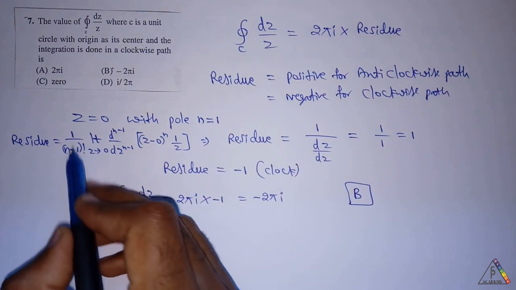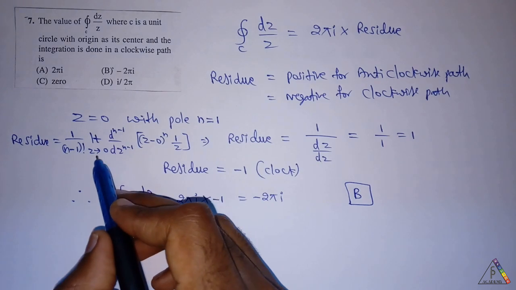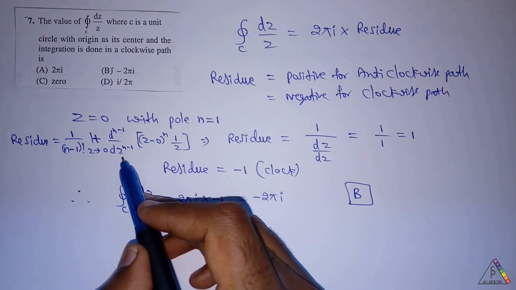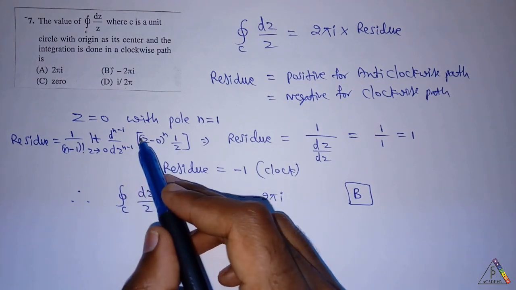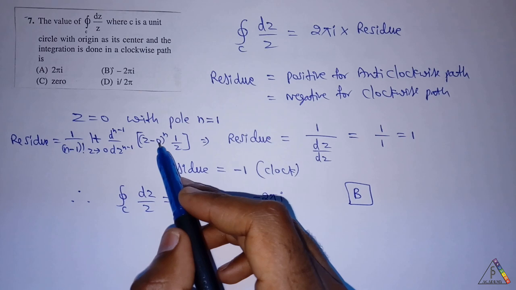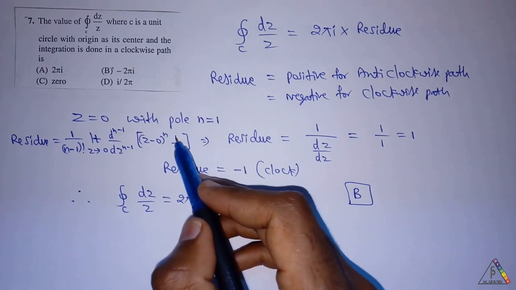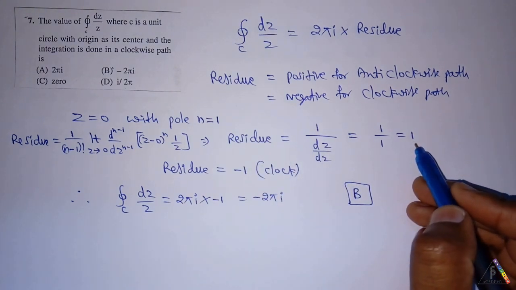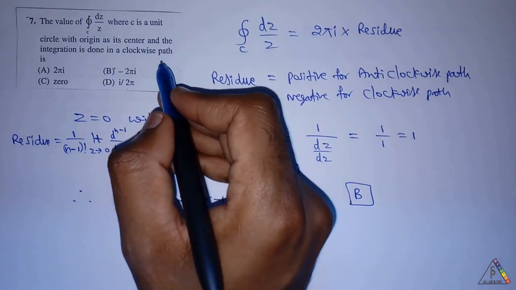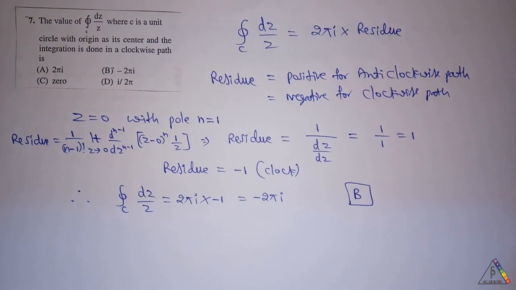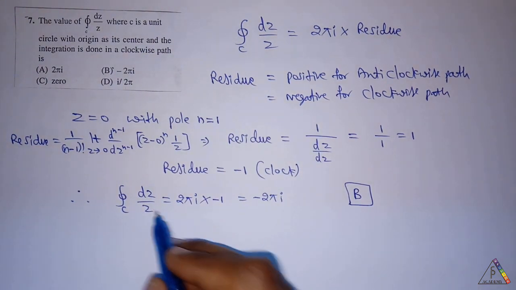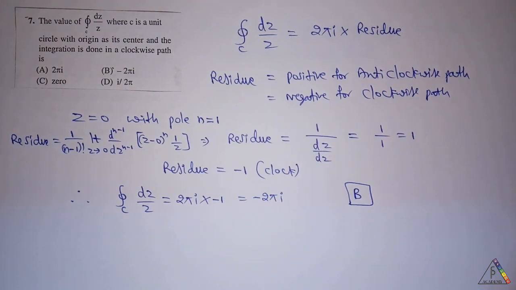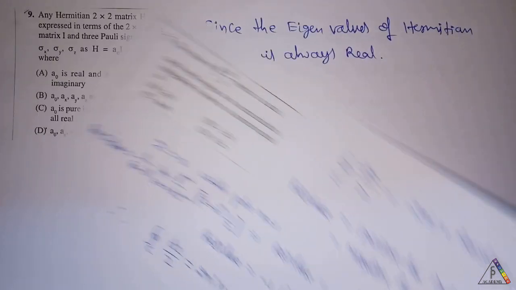We know that residue is equal to 1 divided by (n minus 1) factorial, limit as z tends to 0, that is the singular point, d to the power of n minus 1 divided by dz to the power of n minus 1, into (z minus 0) to the power of n, times 1 by z. By simplifying, we get the residue as 1. Since the path is clockwise, the residue is negative. Therefore, the value of this integral is 2πi into minus 1, that is minus 2πi. Therefore, for this question, the answer is option B.